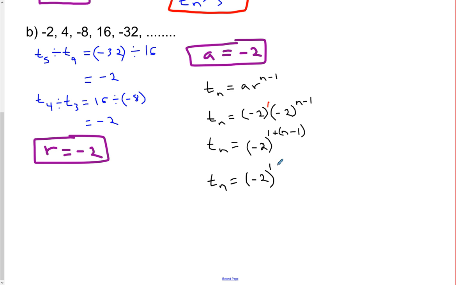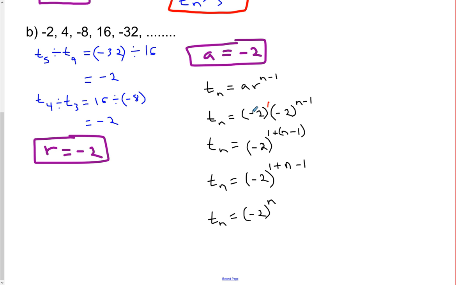So let's simplify this a little bit. We've got 1 plus n minus 1. Sorry, that's a little unclear. I'm going to fix that just to make sure everybody can see it okay. And so 1 plus n minus 1, the positive 1 and negative 1 in there are going to cancel each other out. We'll just be left with n. So this is actually negative 2 to the power n, which is a simpler way of writing what we had above.